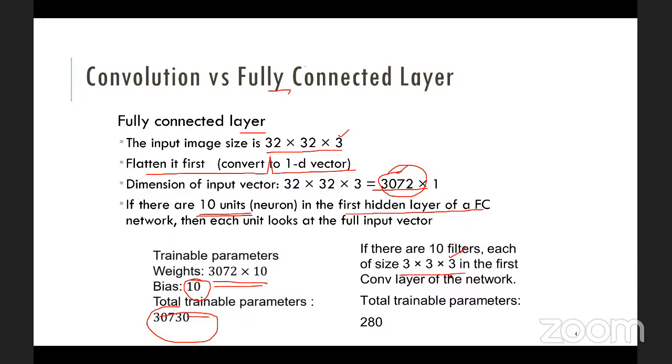Now with 3 cross 3 cross 3, as we just saw in the previous slide, 3 cross 3 is 9. Now we are having 3 copies, right? So 3 cross 3 cross 3, that is your 27, and then 1 is your bias. So this 27 plus 1 is 28, and because here we are having 10 filters, all 10 filters, all weights we are supposed to learn, so that is 280, right?